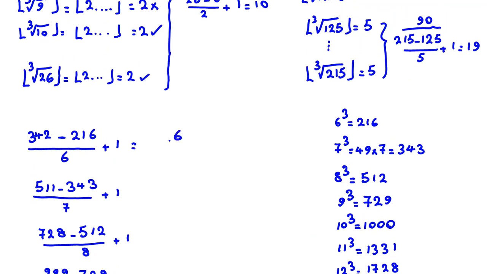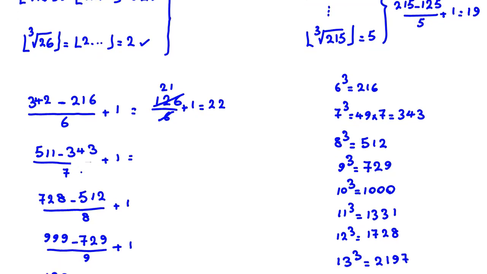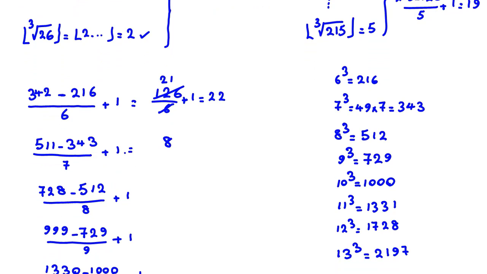12 minus 6 is 6, and 3 minus 1 is 2, and this over 6 plus 1, which is this number. If you divide, 21, 21 plus 1, 22. Next number is 11 minus 3, 8. 10 minus 4, 6. 4 minus 3, 1 over 7 plus 1. And if you divide, it will be 24 plus 1, 25.